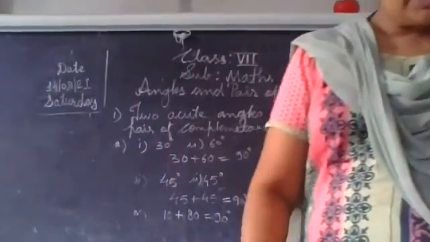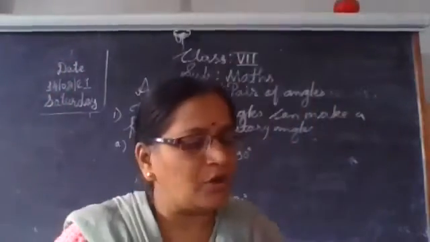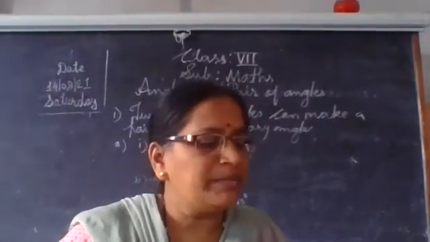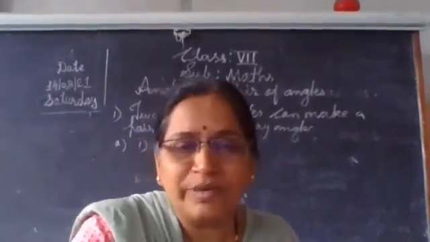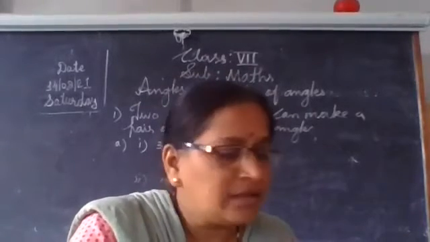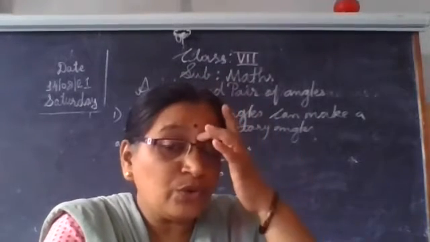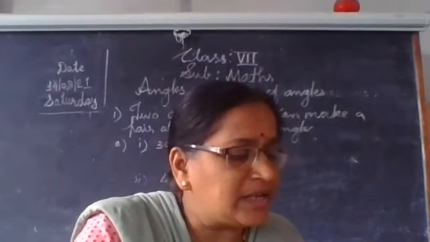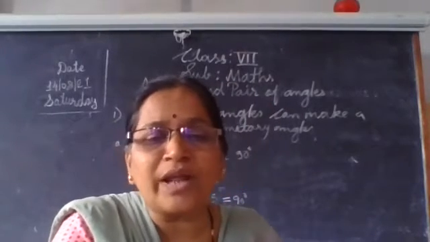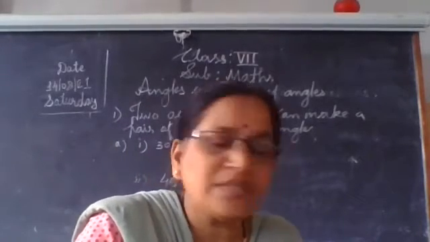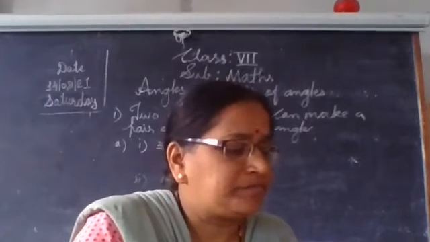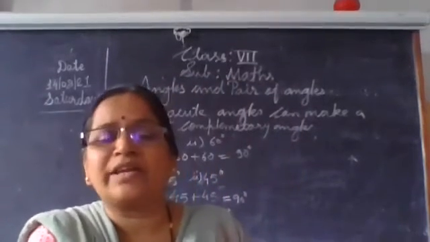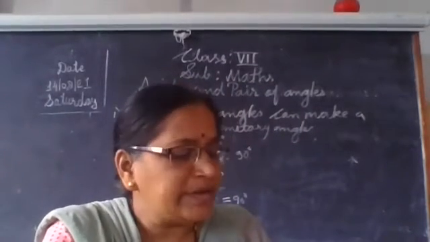Okay. Now see the next. Two right angles can make a pair of complementary angles. Now tell me, right angle means what, beta? 90 degrees. And the sum of two angles should be 90 for complementary angles. So here are given two right angles, so this statement is incorrect. Two right angles cannot make complementary angles.